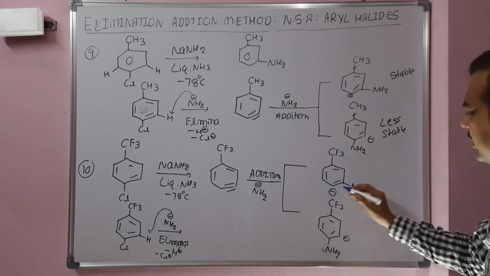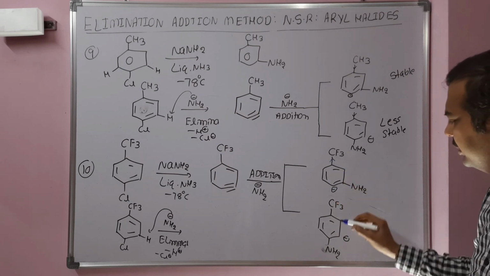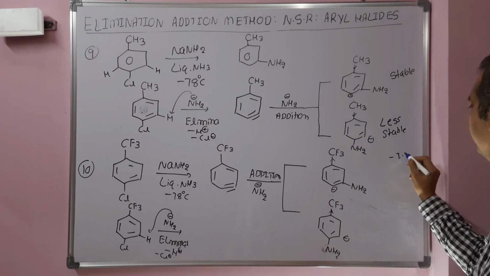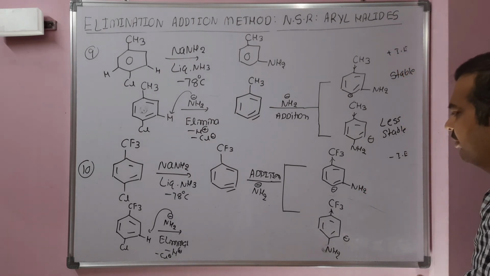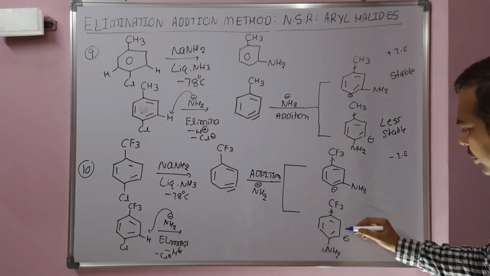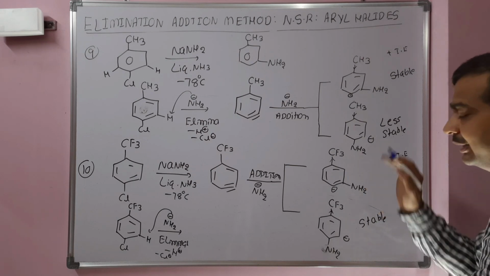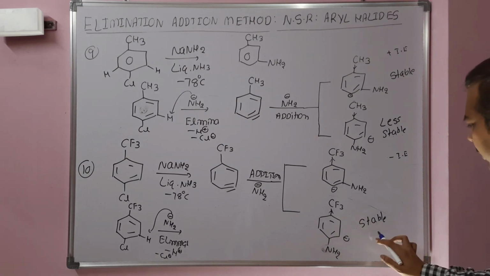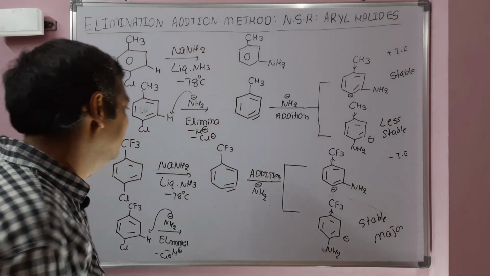Among these two carbanions, which is more stable? Here, CF3 is an electron withdrawing, negative inductive effect group, whereas here there is a positive inductive effect group. Negative inductive effect groups will stabilize the carbanion. So here the carbanion is near to the negative inductive effect group. This is stable, whereas here it is less stable. It is far away from the inductive effect group. So in that case, the major product here is 4-trifluoromethyl aniline.